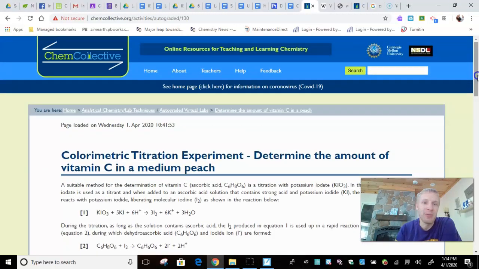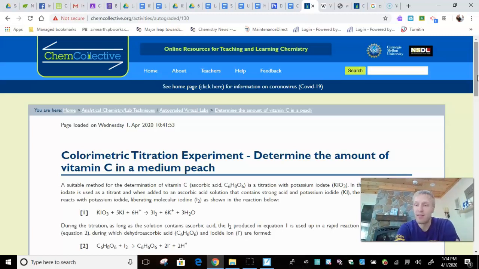Alright, so I found this really cool virtual lab for finding the amount of vitamin C that is in various substances. It's the lab that we do in class. What we do is we look at different vitamin C tablets, different brands, and we figure out how many milligrams of vitamin C is actually in them. We can compare it to what they actually say on the label.